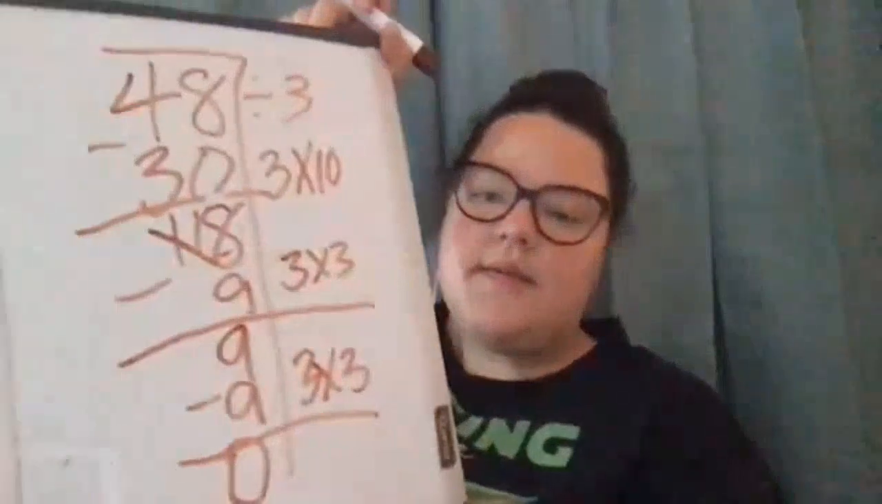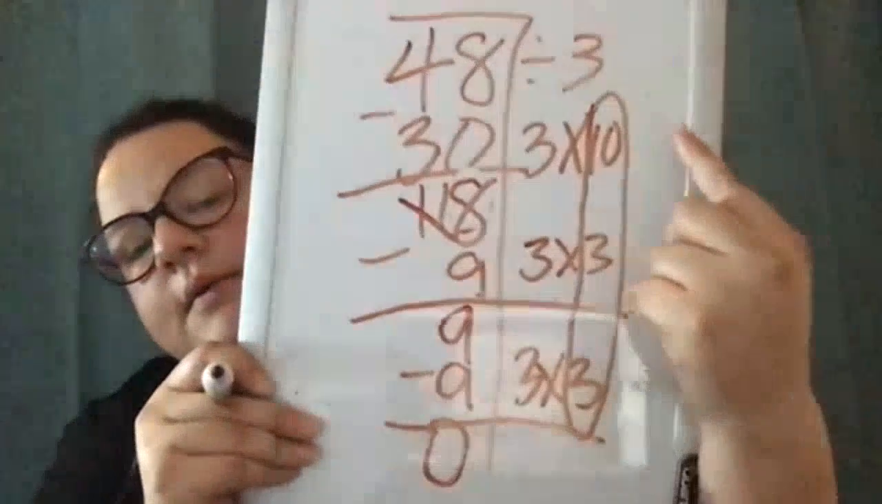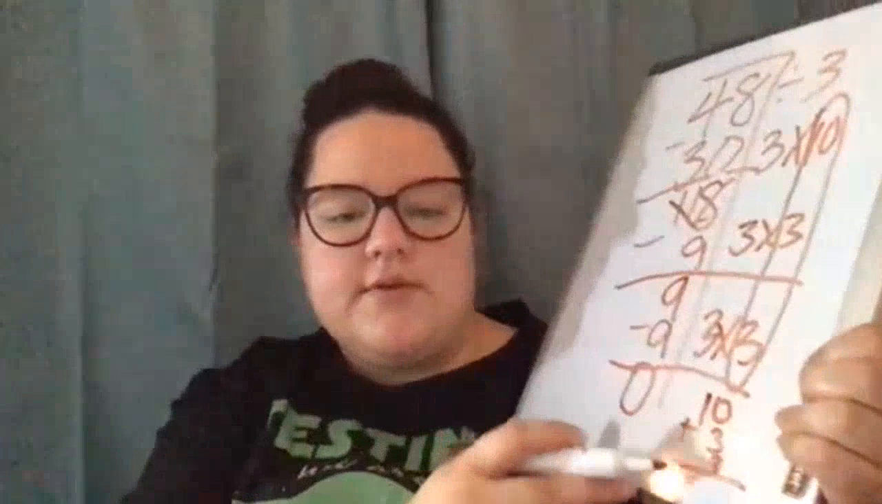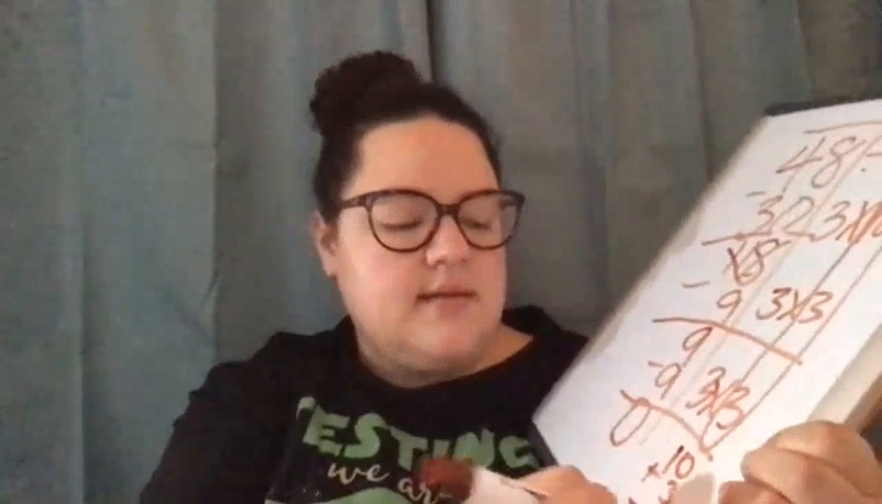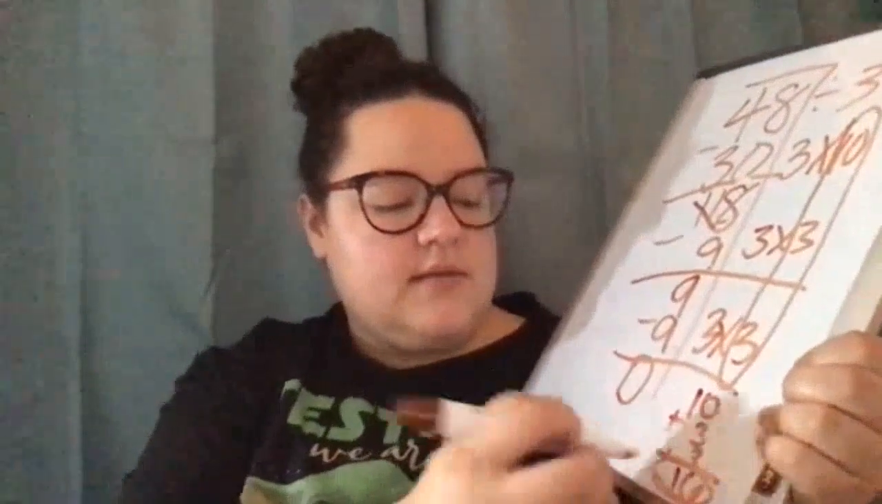And our last step is going to be circle the outside numbers. We're going to use those outside numbers. We circled them. Now we're going to add 10 plus 3 plus 3. 3 plus 3 is 6 plus 10, 16. So we have our 16.